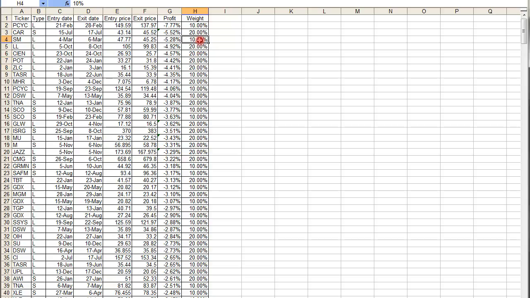Here is the weight of the position within the portfolio. Sometimes I use half a position, which means the weight of the stock in the portfolio is only 10%. Sometimes I use a full position, and then the weight of the stock in the portfolio is 20%, and this portfolio only manages 5 positions. This is big enough for one portfolio.